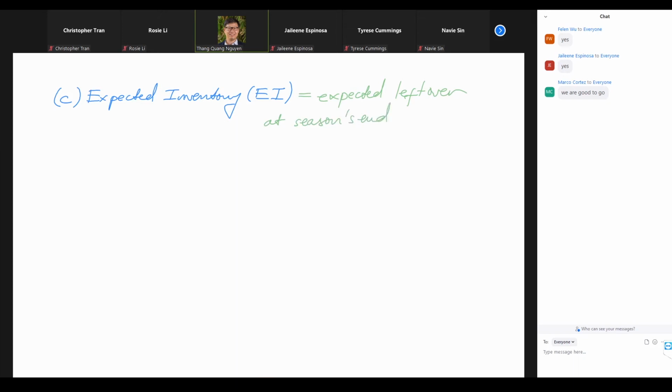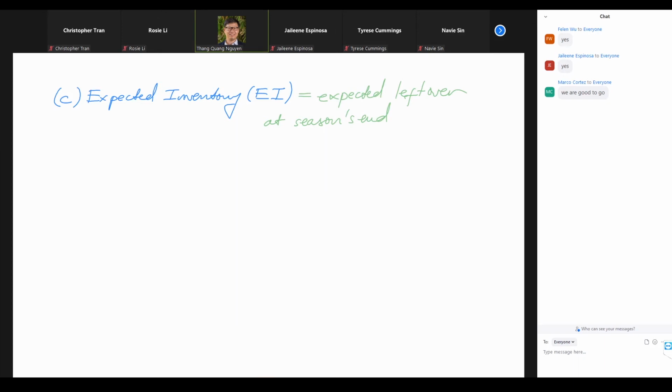Right. So at the end of the season, we expect that we're going to have this much inventory. We say expect because we never know the actual demand in the upcoming season yet. So on average, this would be how much we might have as a leftover at the end of the season.